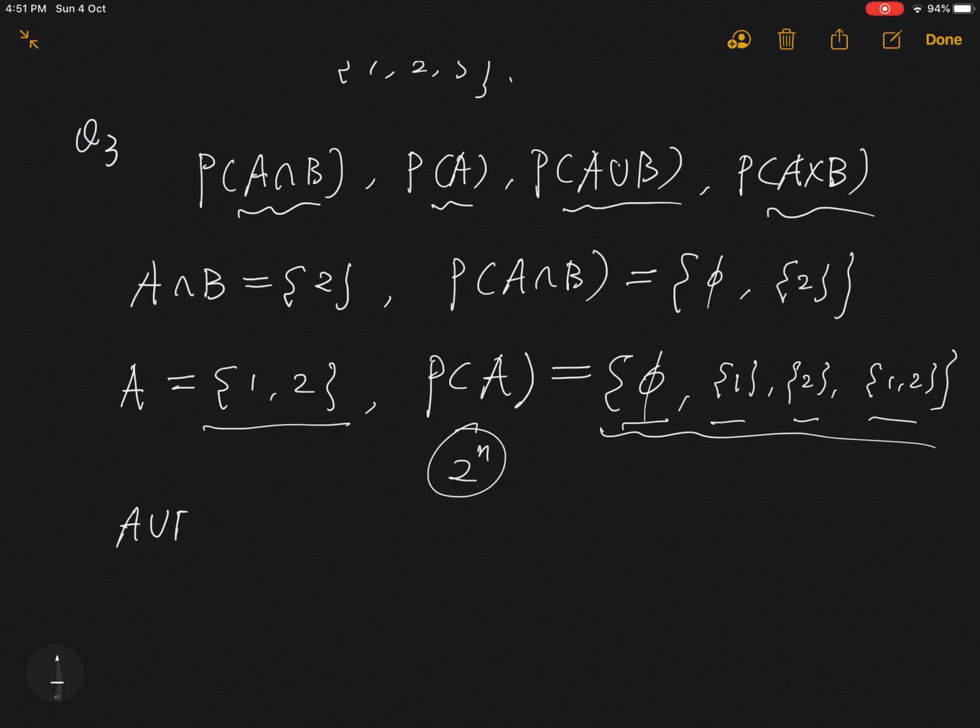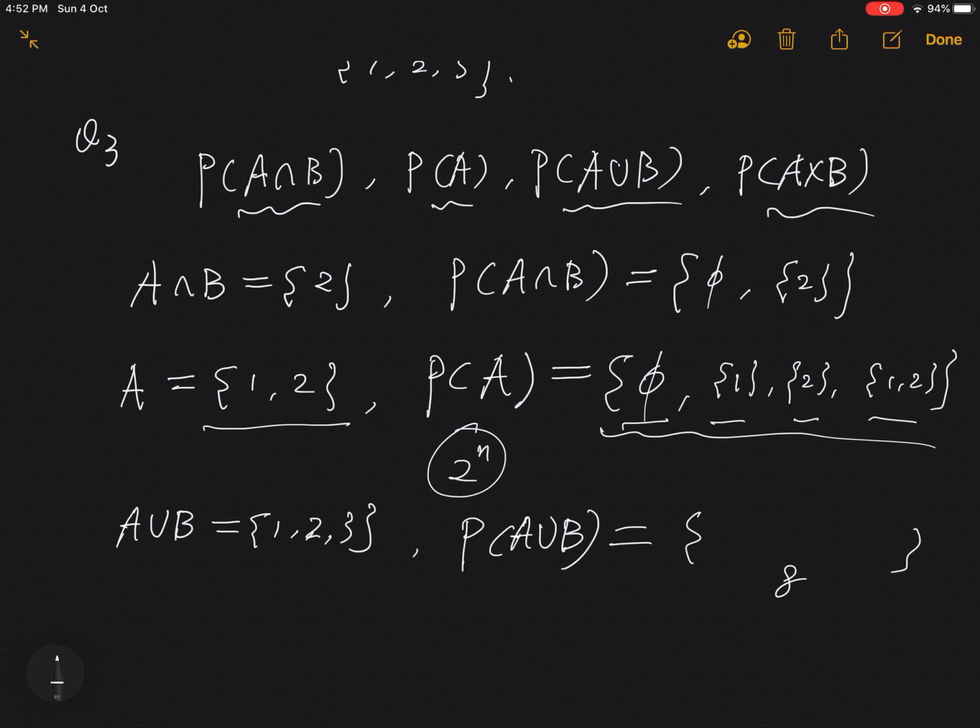In the union of sets A and B, we got {1, 2, 3}. And then we can just use a counting approach to calculate the power set, right? And then we should have 8 elements here. Okay, and then I will show A times C, the Cartesian product. It means what?